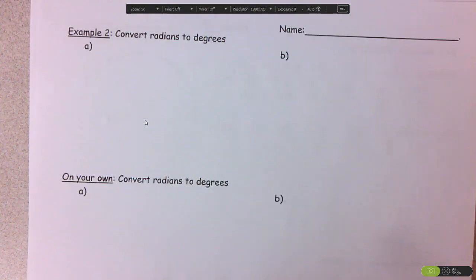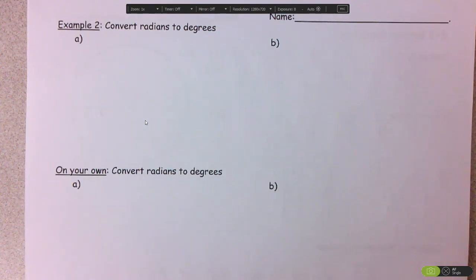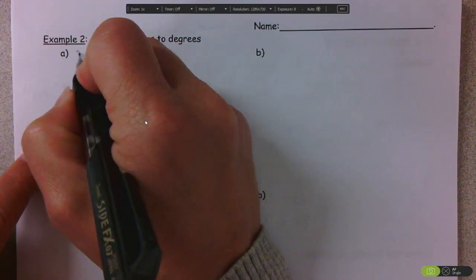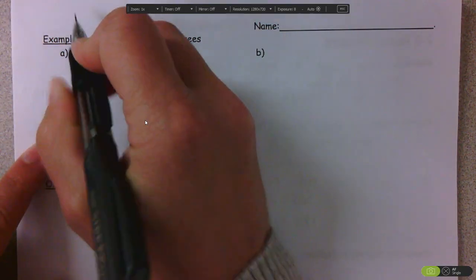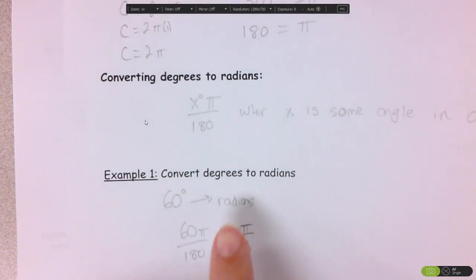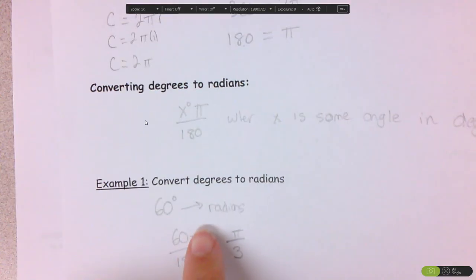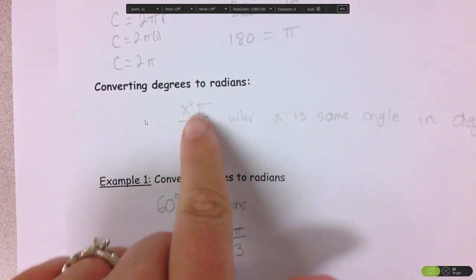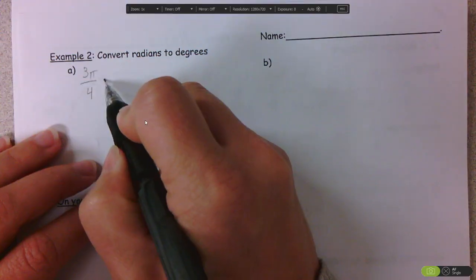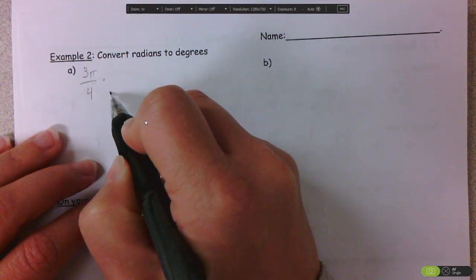Let's go the other way. If I'm converting from radians to degrees, I'm going to give you 3 pi over 4. If I'm going from degrees to radians, I multiply by pi over 180. If we're going the other way, we multiply by 180 over pi.